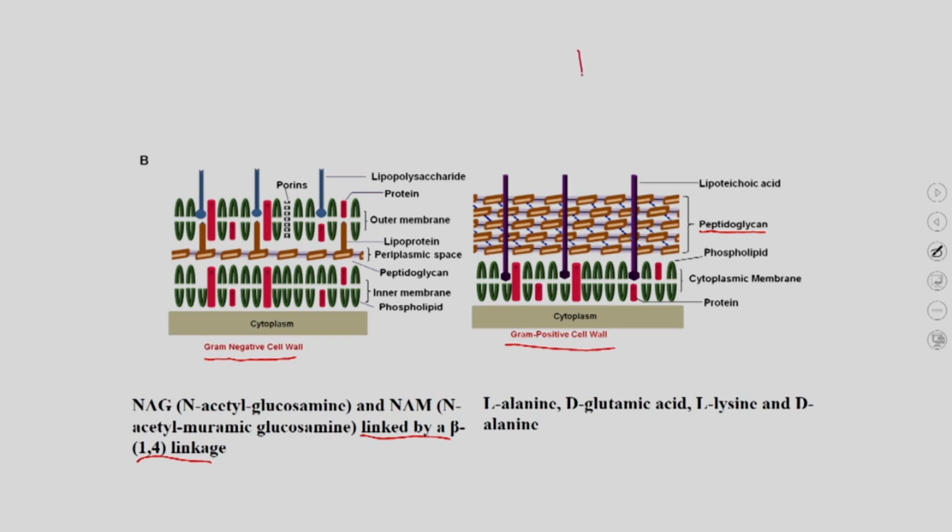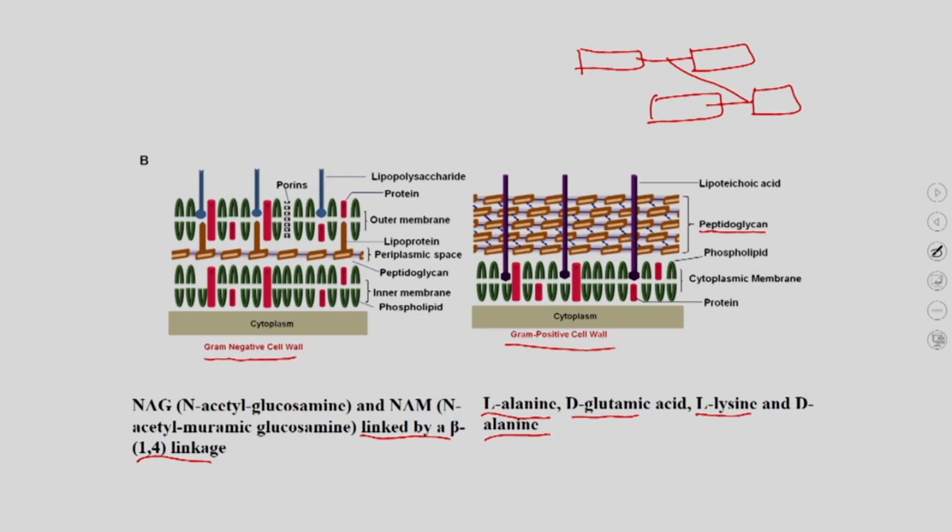So, you can imagine that the NAM as well as the NAG are connected to each other, and these polymers are running throughout the peptidoglycan chain, and then these NAM or NAG polymers are linked to each other. So, one layer is this, another layer is this, like this, and all these are connected by a peptide chain. This peptide chain is made up of 4 amino acids, that is L-alanine, D-glutamic acid, L-lysine and D-alanine.